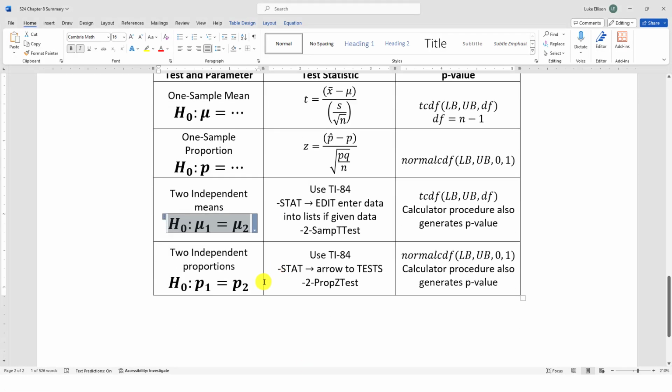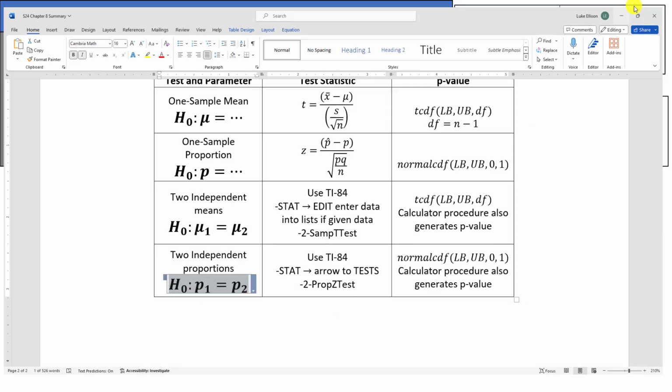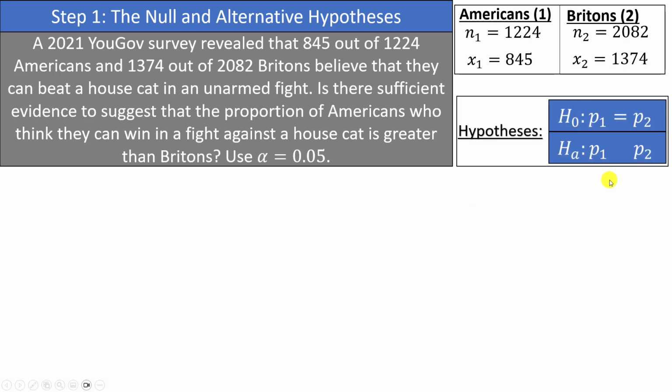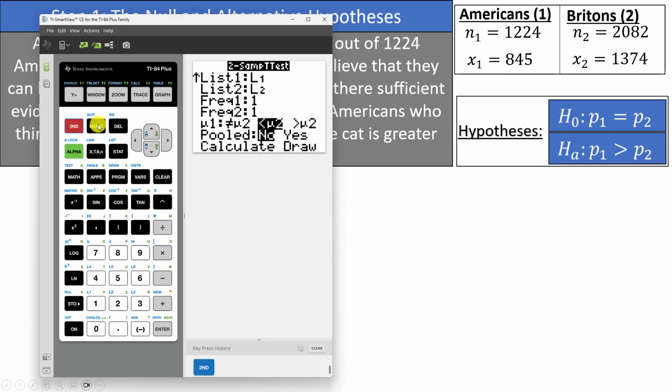So once again, if you're stuck with the hypotheses, you can always look at the sheet and you can see that the null hypothesis is that your two proportions should be equal to each other. So we can write that down for our null hypothesis. The alternative is going to have a sign in the middle, either greater than, less than, or not equal to. In this case, we want to test to see if the Americans are more confident, so we would put the greater than sign there. And at this point, we would be ready to go to our calculator.